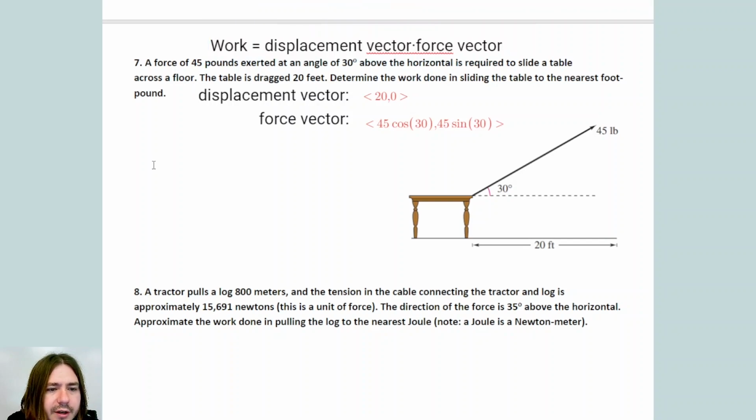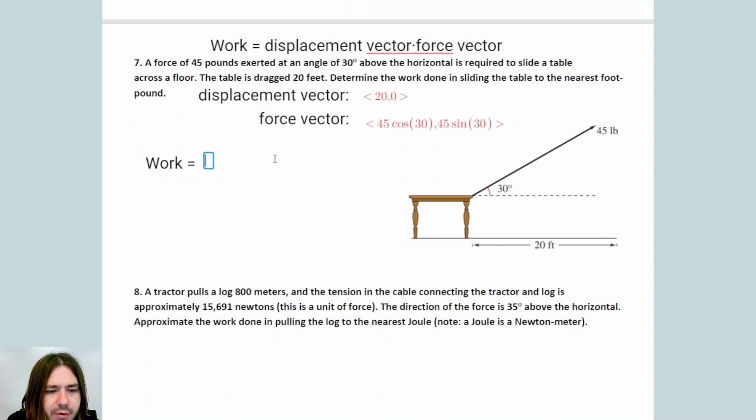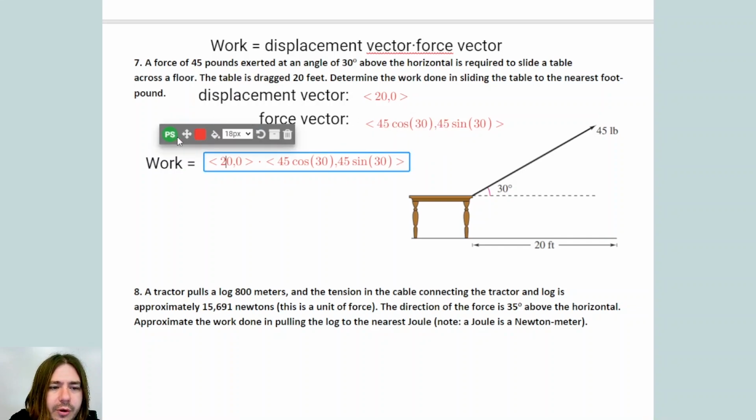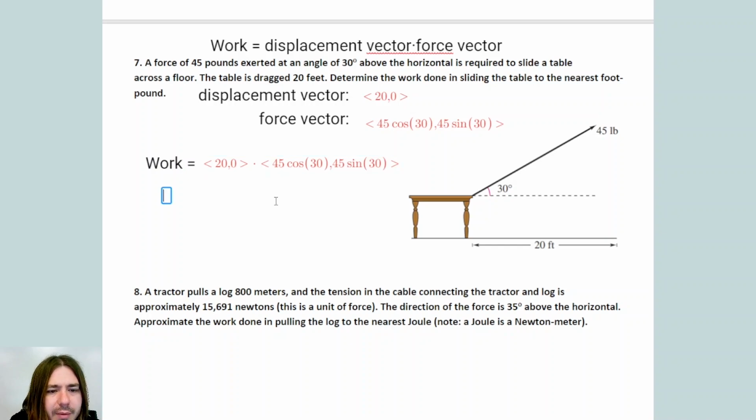So the work done here is going to be the dot product of 20, 0 and 45 cosine 30, comma, 45 sine 30. And since we know how to find the dot product, this should be pretty easy to calculate. Here we can avoid finding the projection and all that. This is going to be a much more direct way of getting there. But let's go ahead and start calculating this out. So this will equal.